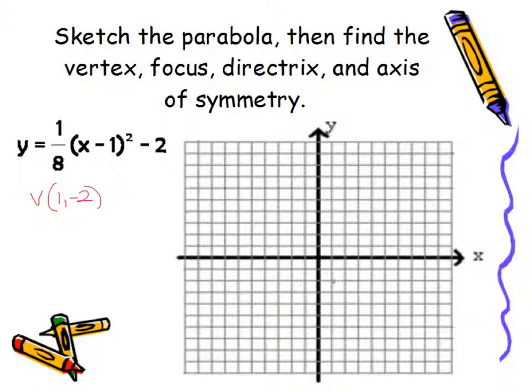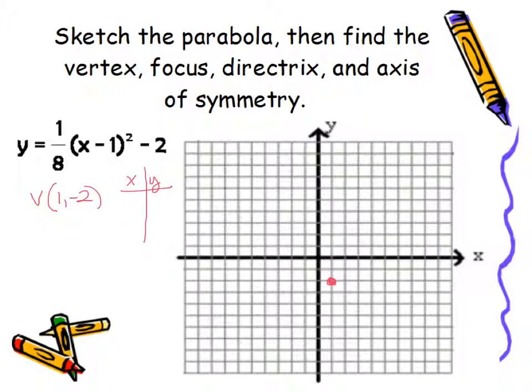So right 1 down here. Here's the vertex of my parabola. Now, the other thing that we're going to do is go back and look at what the shape of this parabola is. So with a 1/8 here, that's going to be a pretty wide parabola. Remember our table that we set up.